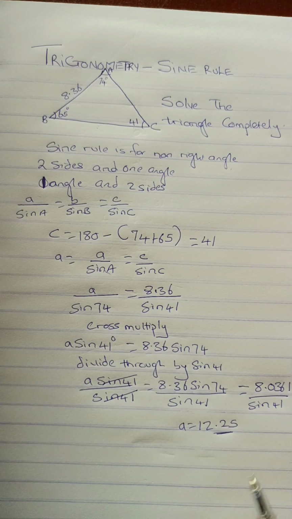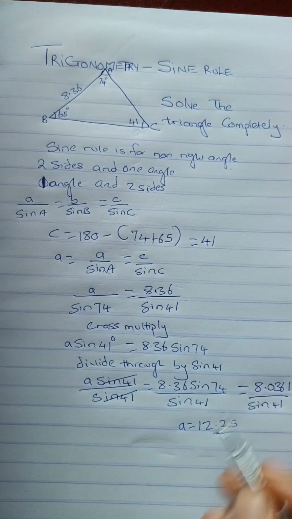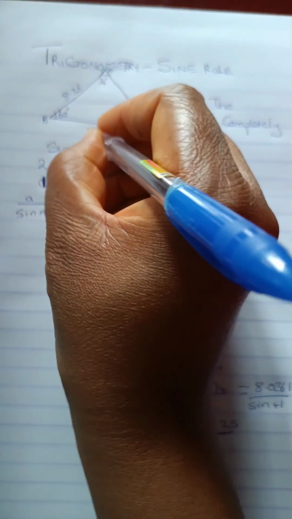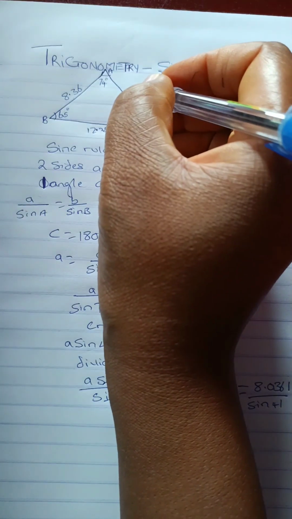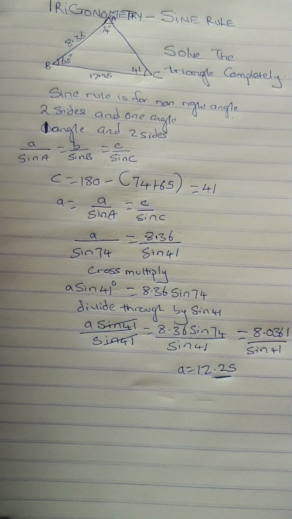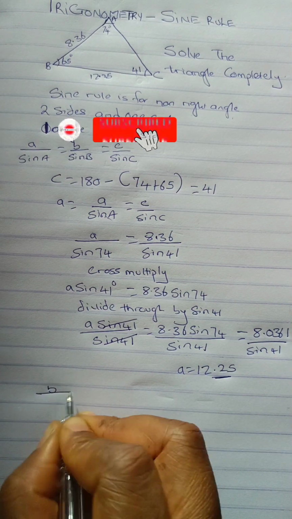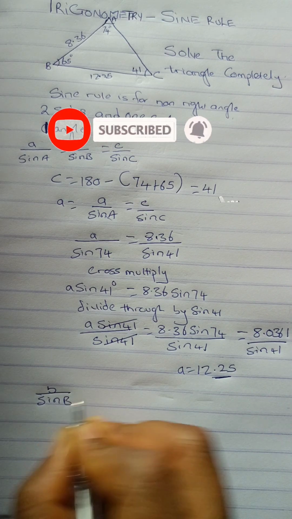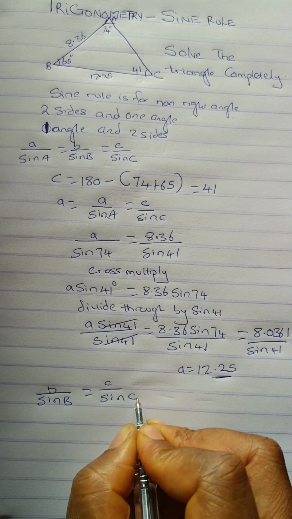So this is a. Now, what are we left with? We found our a, 12.25. So now we're to find our b. How do we solve for b? The same sine rule. We use our sine rule: b over sine B equal to c over sine C.